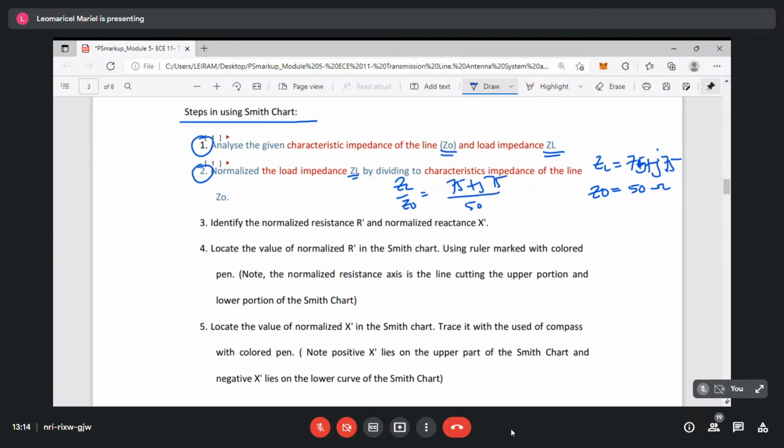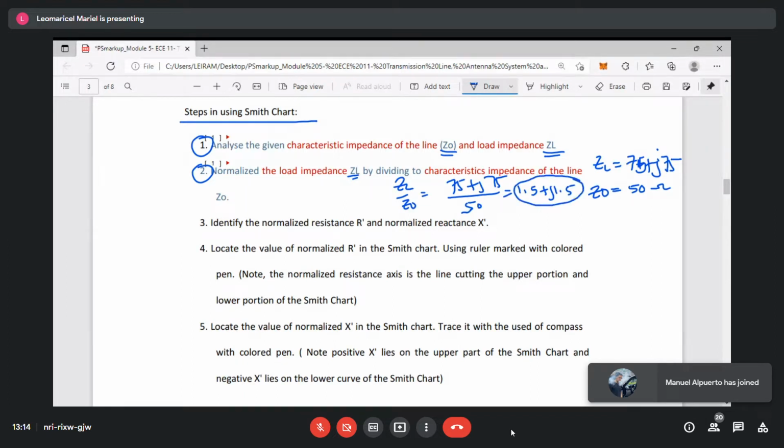So what is 75 divided by 50? 1.5? 1.5 ba? Ano? 75 divided by 50? 1.5, no? So it becomes 1.5 plus J1.5. That is the normalized value, okay, of your given ZL and Z0.